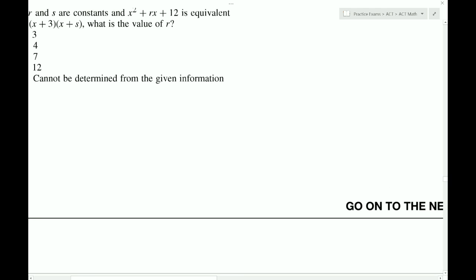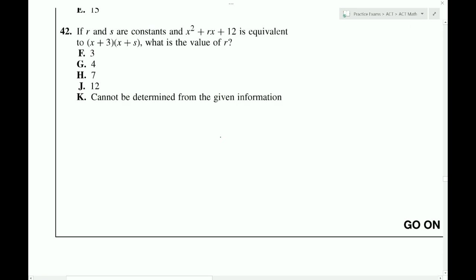If r and s are constants, and x squared plus rx plus 12 is equivalent to this, what is the value of r? Okay. So they like to throw one of these questions on every test, it seems, where you kind of have to FOIL out one side so that it looks more like the other side. So here x times x is x squared, and then the outer will give you 5x, inner would give you 3x, and the last would give you 15.